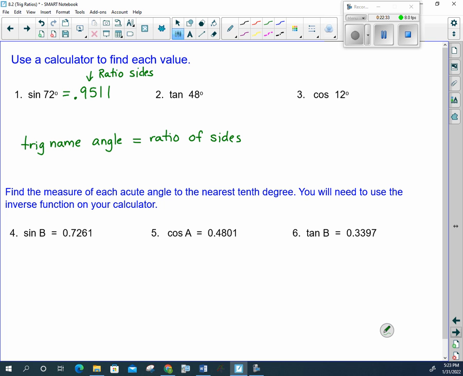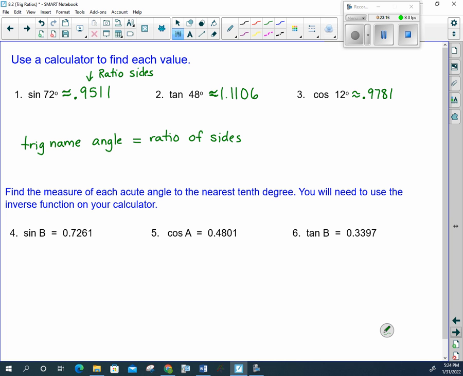Okay, so tangent of 48. So let's hit tangent of 48. And it gives me the number 1.1106. So once again, that's the ratio of the two sides. So that's going to be 1.1106 about. And then the last one, when we do cosine of 12, that turns out to be about, I should be putting squigglies on these, 0.9781. So let's make those squigglies. It wasn't exact.